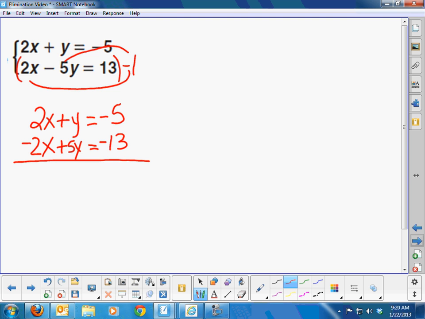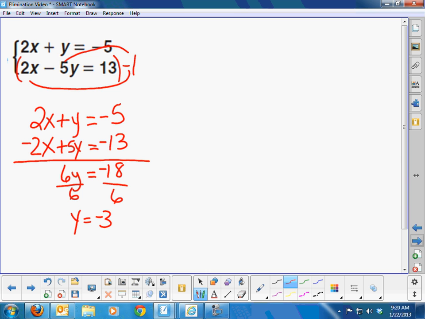So now I've created a situation where I have opposites here, or what do we call those, Ms. Sokoloski? Zero pair. They're a zero pair. So 2x minus 2x is nothing. Y plus 5y is 6y is equal to negative 18. And now I've solved really easily for y.